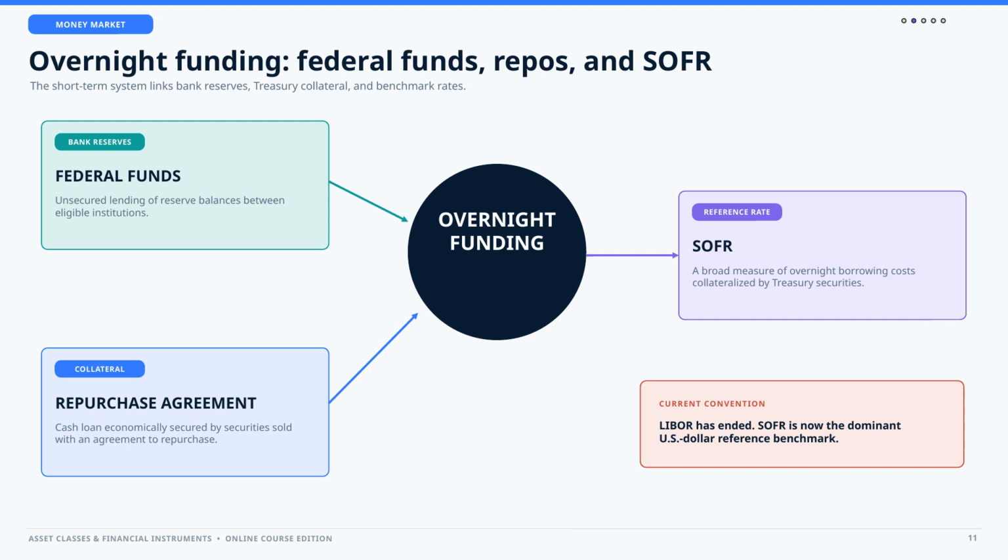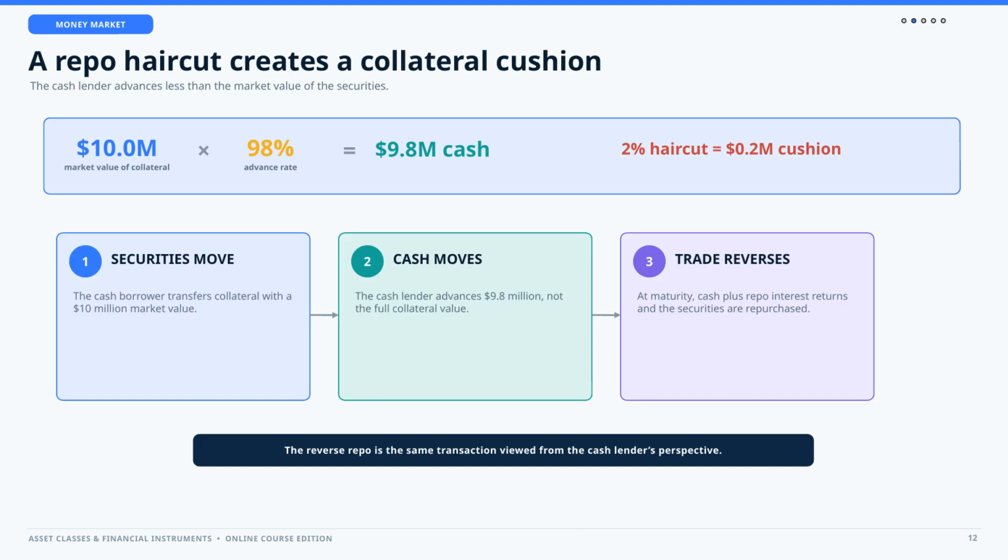A haircut is the difference between the market value of collateral and the amount of cash advanced. Suppose securities worth $10 million support a repo with a 2% haircut. The cash lender advances $9.8 million. The remaining $200,000 creates a cushion against small changes in collateral value and transaction costs.